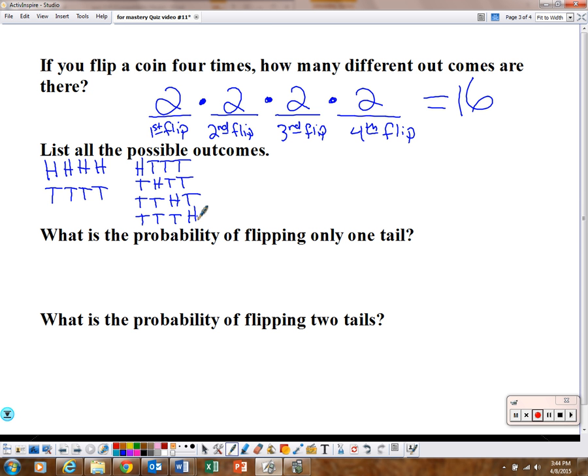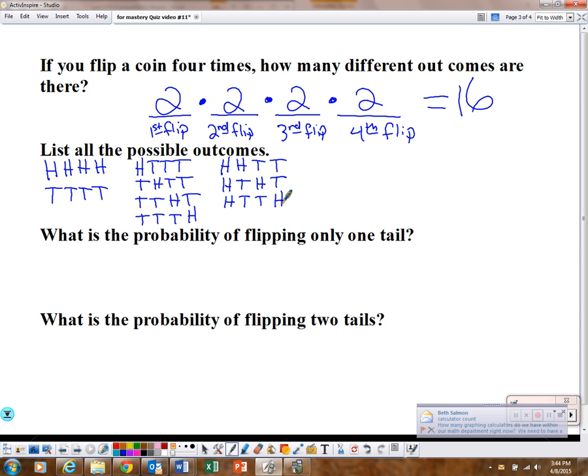Now I'm going to do it where there are two heads. So heads, heads, tails, tails. Now I'm going to move the second one over. So heads, tails, heads, tails. Now I'm going to move the second one over again. Heads, tails, tails, heads. But I'm not done. Now I'm going to move the first H over. So I'm going to write tails, heads, then I'm going to write heads again, tails.